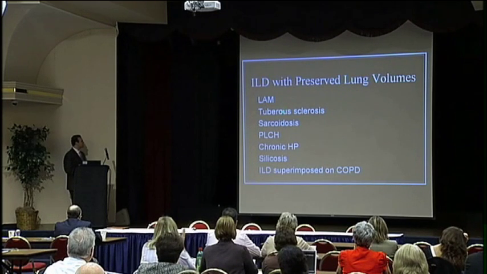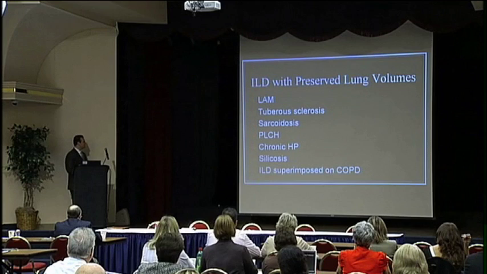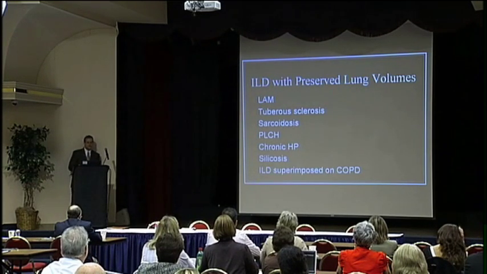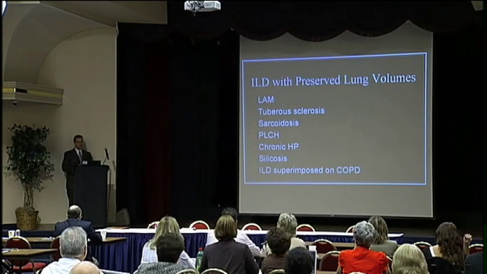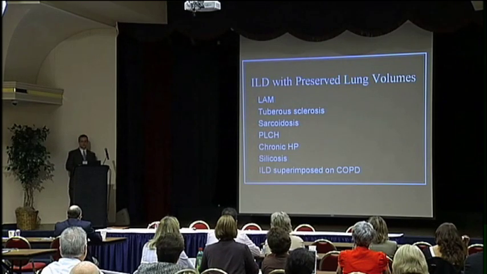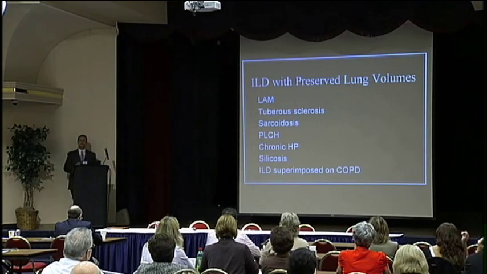LAM, tuberous sclerosis, which causes a form of LAM. Sarcoidosis, pulmonary Langerhans cell histiocytosis. Chronic hypersensitivity pneumonitis. Silicosis, and of course, as we talked about earlier, interstitial lung disease superimposed upon COPD. That's a list that sometimes comes in handy when you see a patient with interstitial changes and their lung volumes actually look relatively normal.